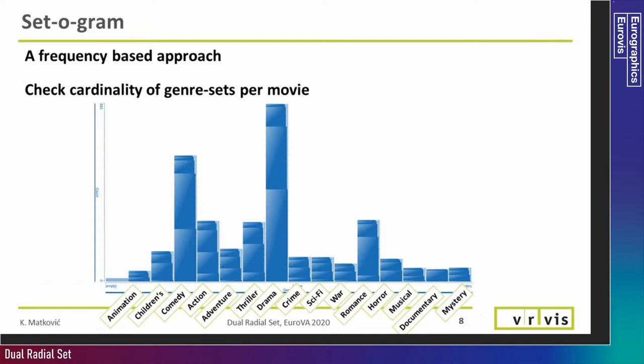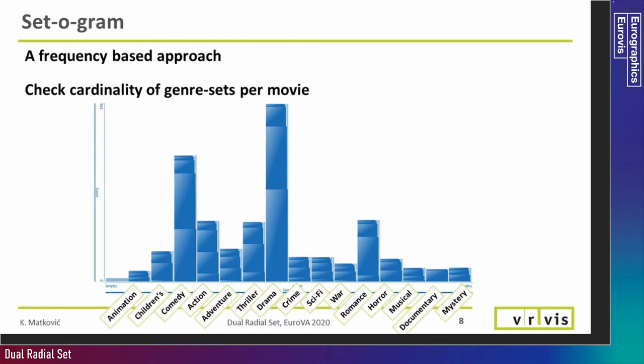A setogram is a frequency-based approach where we can check the cardinality of genre sets per movie. So you remember, we have these sets of genres per movie, and now in this histogram-like view, we can see, for example, that most movies have the drama genre, then comedy is the second most often, then we have action, thriller, and romance, with a quite similar number of appearances in our data set. And now you see some subdivisions of these bins, and these subdivisions show us the cardinality of genre sets.